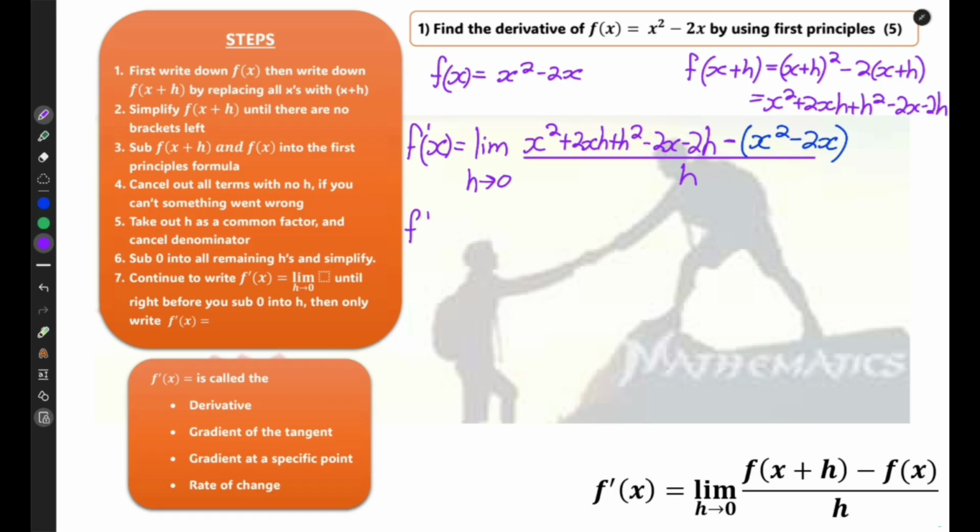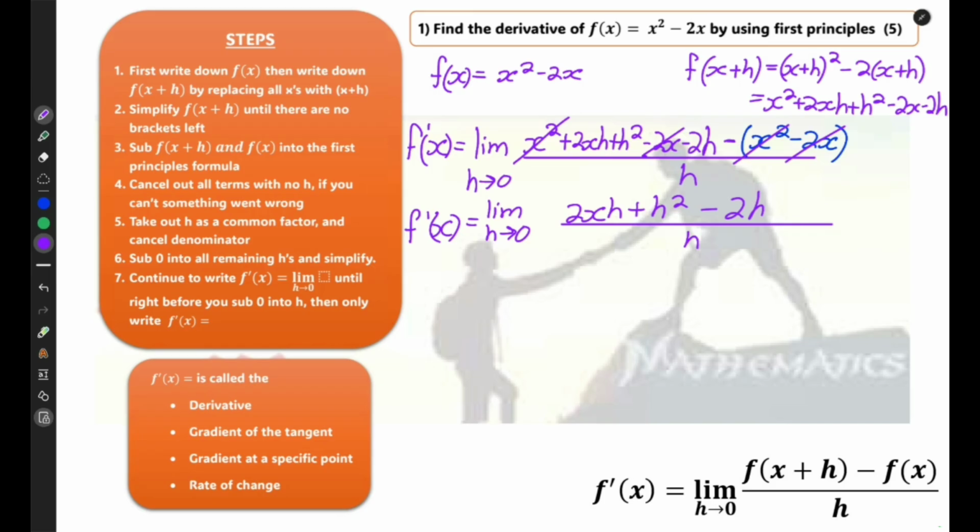So I need to continue writing my notation. If you make a mistake here, you will lose a mark, unfortunately. And if I simplify this, this x squared cancels with this minus x squared. This plus 2x, if I multiply the minus in, will cancel with the minus 2x. So there I'm left with 2xh plus h squared minus 2h all over h. So like I said, somewhere in the sum, I need to sub in a 0 into the place of h.